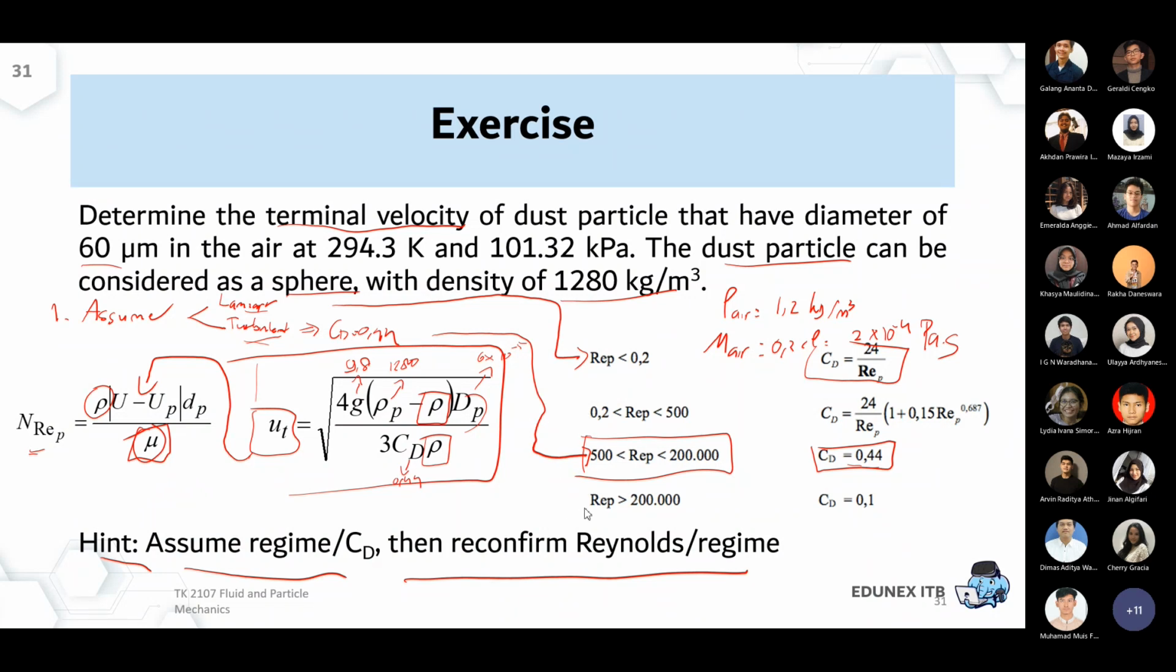Okay, anyone finish your calculation? If you start by assuming a turbulent regime, what do you get as your terminal velocity?